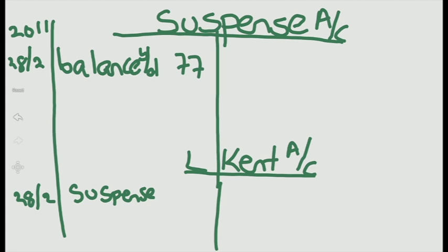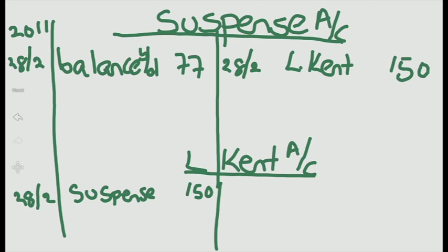How much was the amount of money? It was 150. Suspense account, therefore, is going to be credited on 28 February by L. Kent, 150. Are we able to close the suspense account? No. Still the credit side is more than the debit side. That means we still need to go down to error number 2.